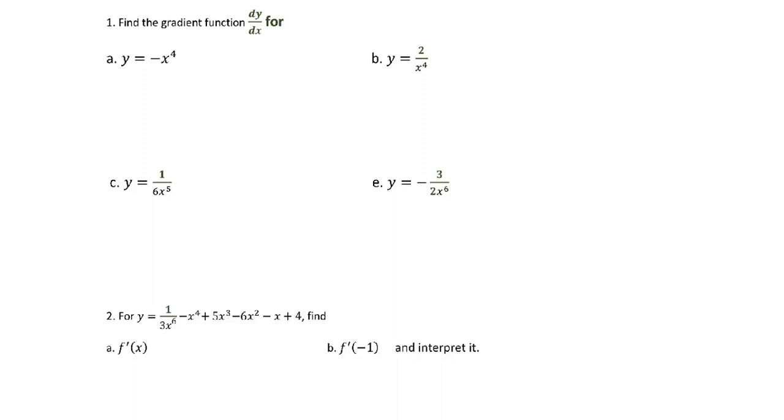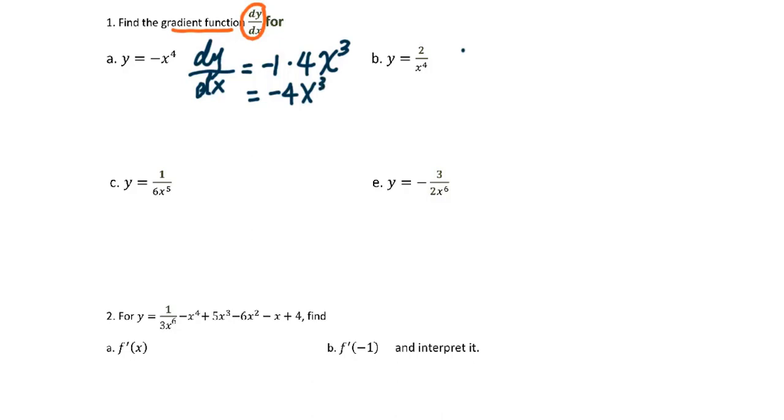For a, y equals negative x to the 4th power, but we've got to use this notation for derivative. Gradient function means derivative function. So we have dy by dx equals, the coefficient is negative 1. Then you drop down this 4, x to the 3rd power. Therefore, we get negative 4x to the 3rd power.